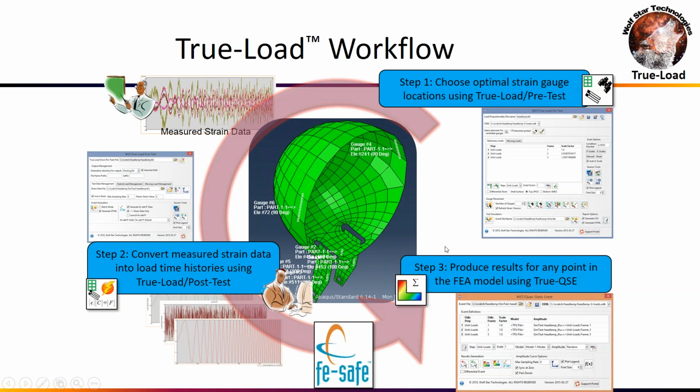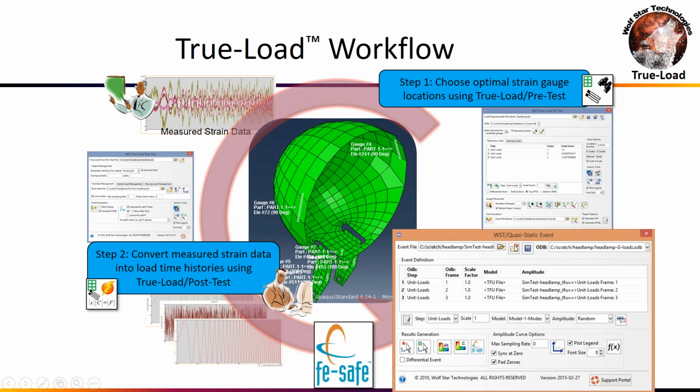Then all we do is come back into QSE and point the quasi-static event to the new FEA results file, and it will linearly superimpose the results accordingly by the proper loading functions. Now you can see the response based on all of your unit loads in the part and the time histories of loading functions you've generated. You could also bring this off to FE-safe and use the FE-safe scale and combine methodology to do fatigue calculations as well. So that's basically the workflow for TrueLoad.